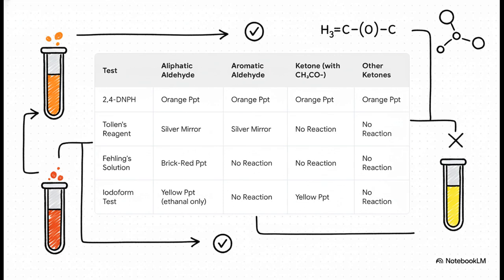It's like a flowchart. But what if that first Tollens test did nothing? Well, now you know it's a ketone, so you move on to the iodoform test. You see that pale yellow stuff form? You found a ketone with that special methyl group. No yellow stuff? Then it's just some other kind of ketone. By combining these simple visual tests, you can logically figure out the identity of your unknown. It is pure chemical detective work.